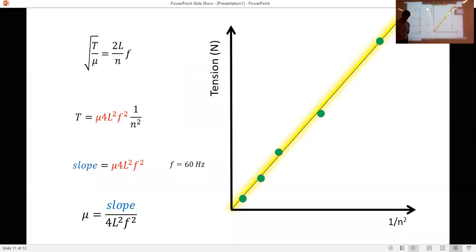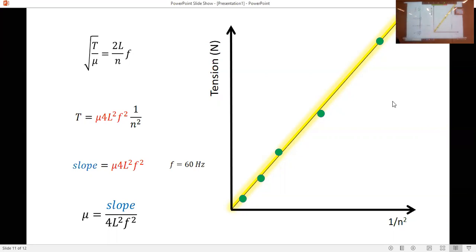Part 1 of the experiment. What you're doing here is, you've got a pulley and then you've got a mass, which you hang off the side here, and the tension in the rope is equal to mg. You're going to keep adjusting that tension so that you can get each of the standing waves, n equals 1 through n equals 5. Now let's look at this equation over here.